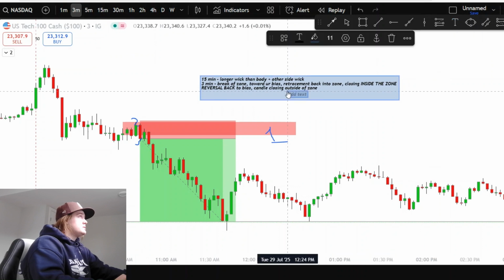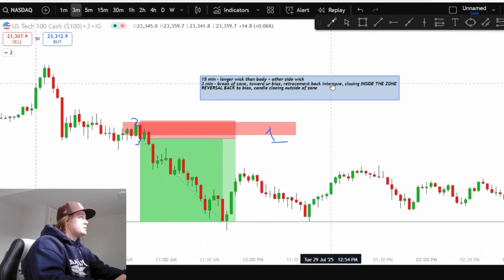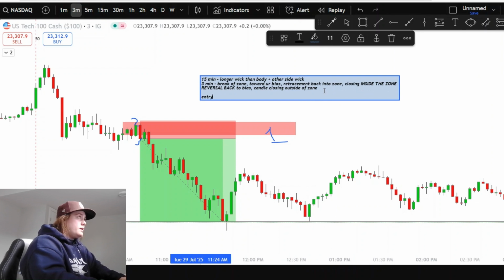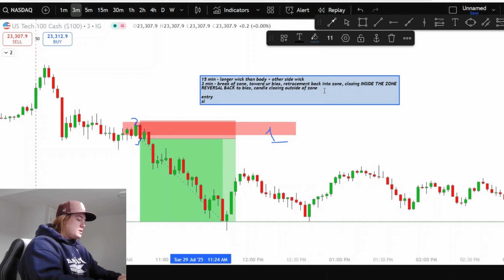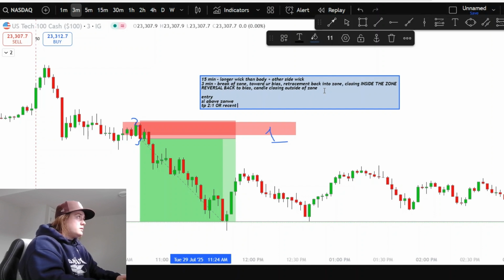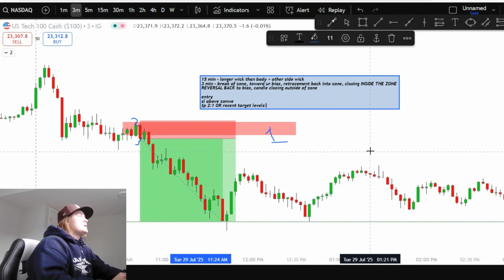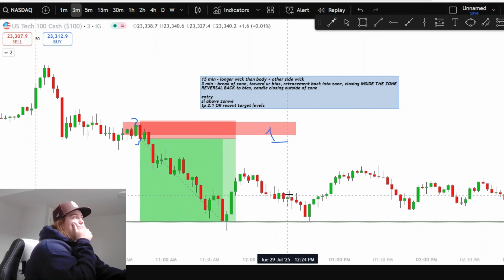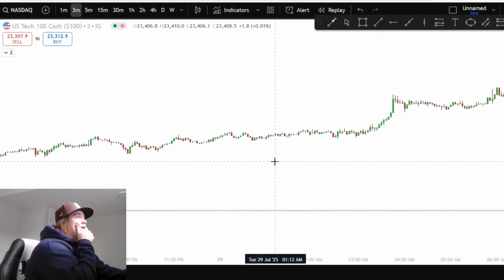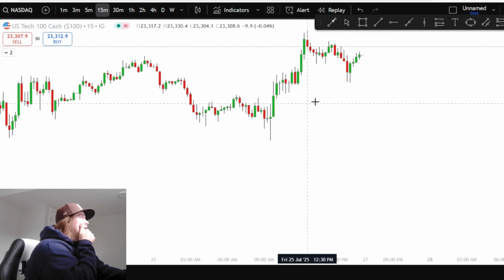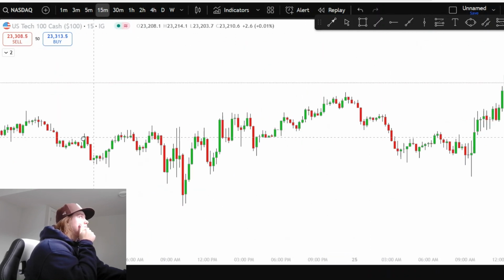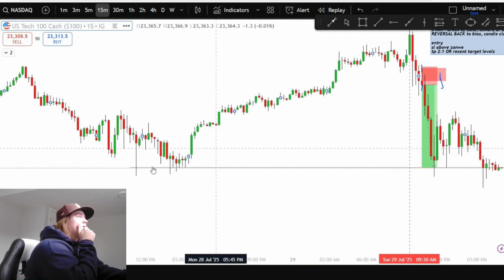Now that you have all this, okay, cool, perfect. Entry, stop loss above zone, TP 2-to-1, or recent target bubbles. Extremely simple. Extremely simple. As you can see, where was it that I had shown you guys earlier? Well, we are way too far.